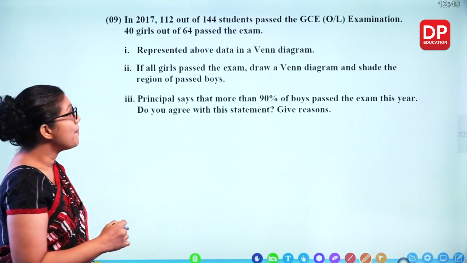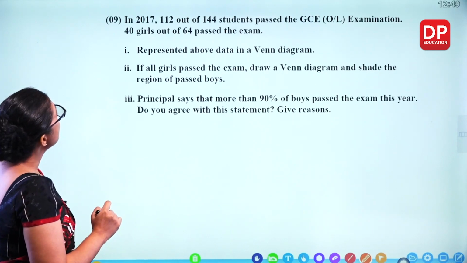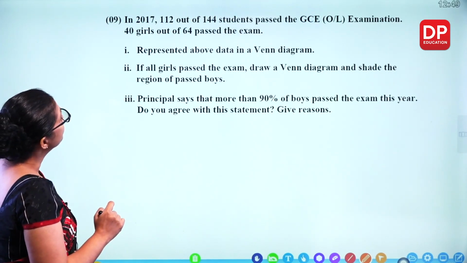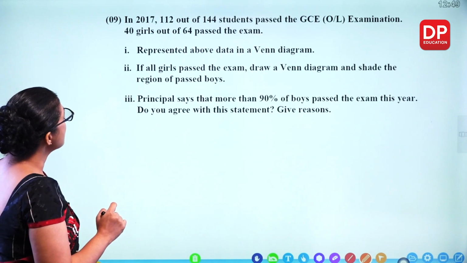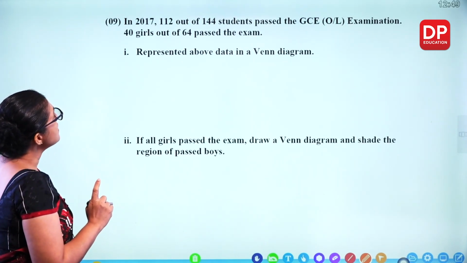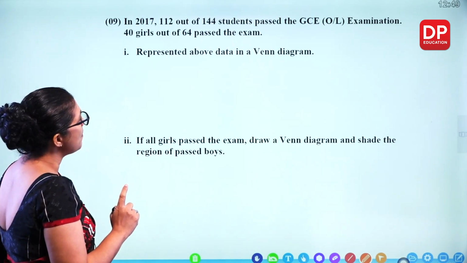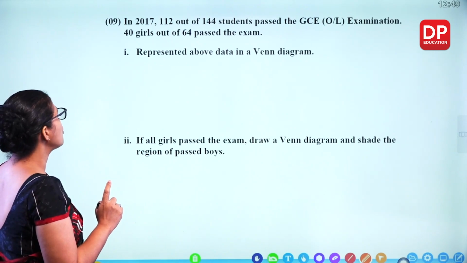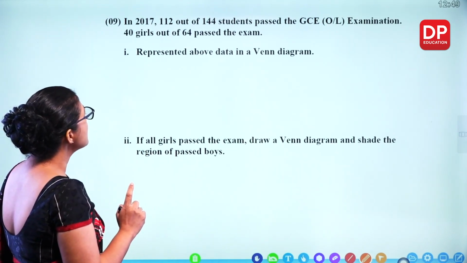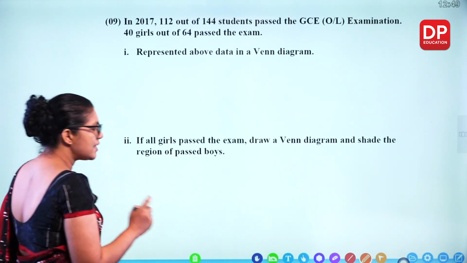Let's do question number 9 now. So this is a set question. So 3 parts are there. In 2017, 112 out of 144 students passed the GCE O-level examination. 40 girls out of 64 passed the exam. Represent above data in a Venn diagram.